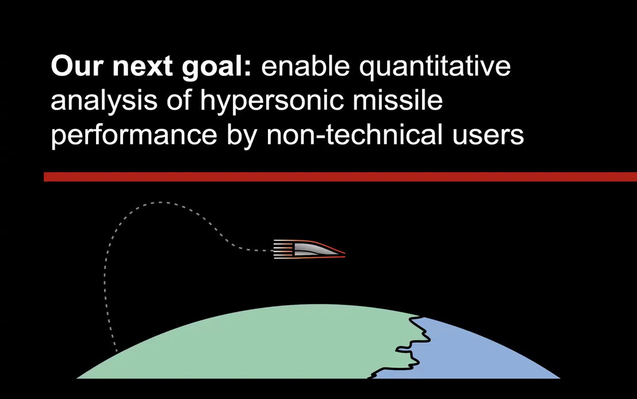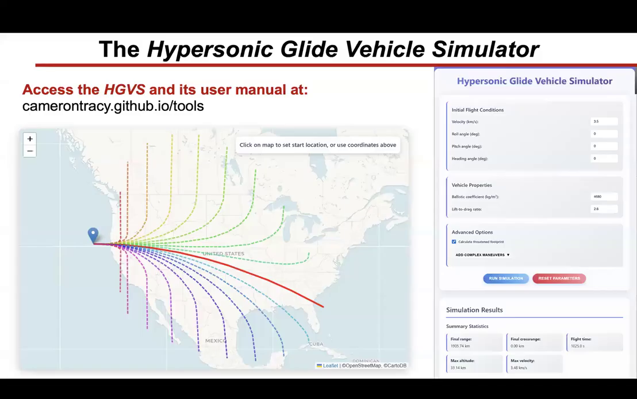So the last thing I want to do is show that and walk through a bit what it looks like to use this tool that we've developed, which we call the Hypersonic Glide Vehicle Simulator. So you can access it at this URL here, camerontracy.github.io/tools. You'll see a link to the simulator itself.